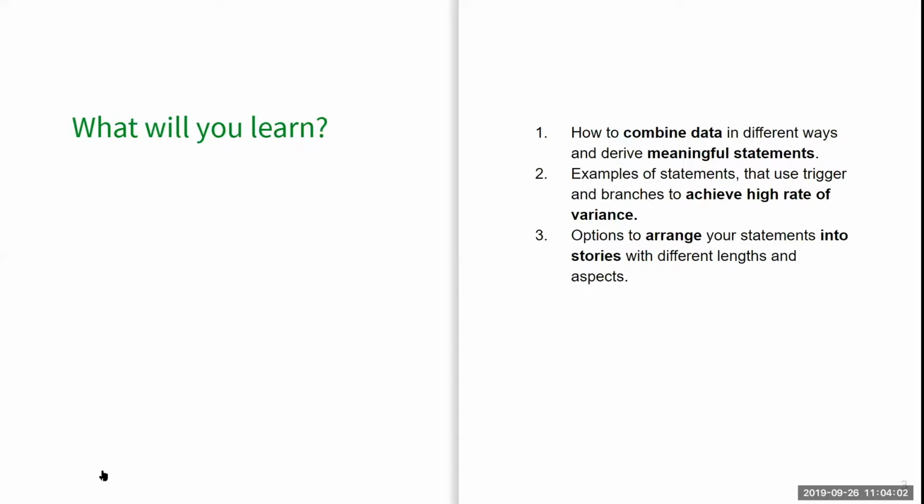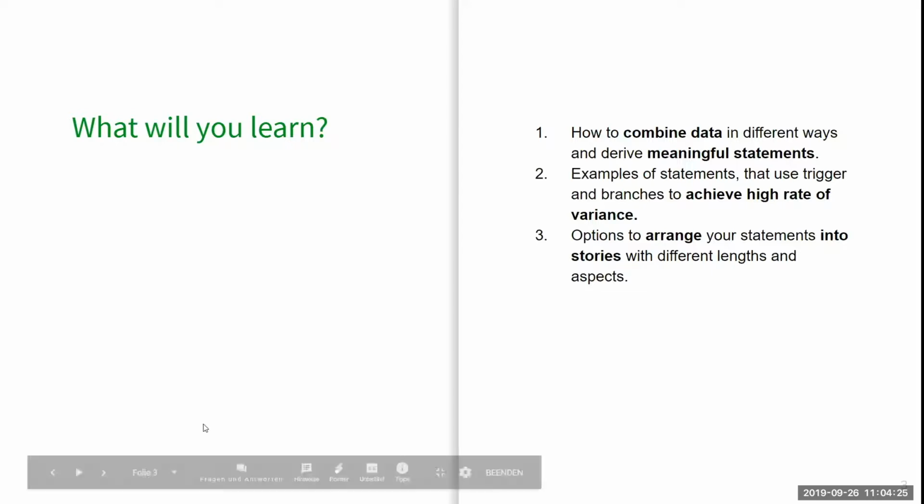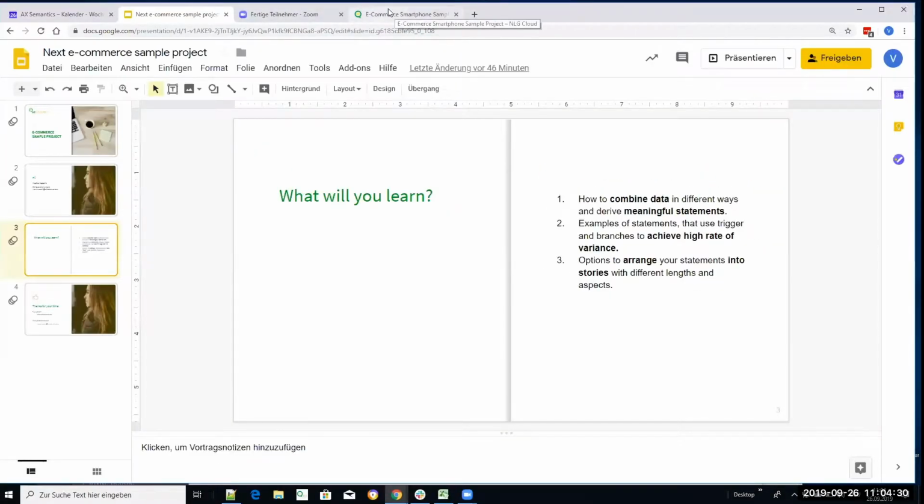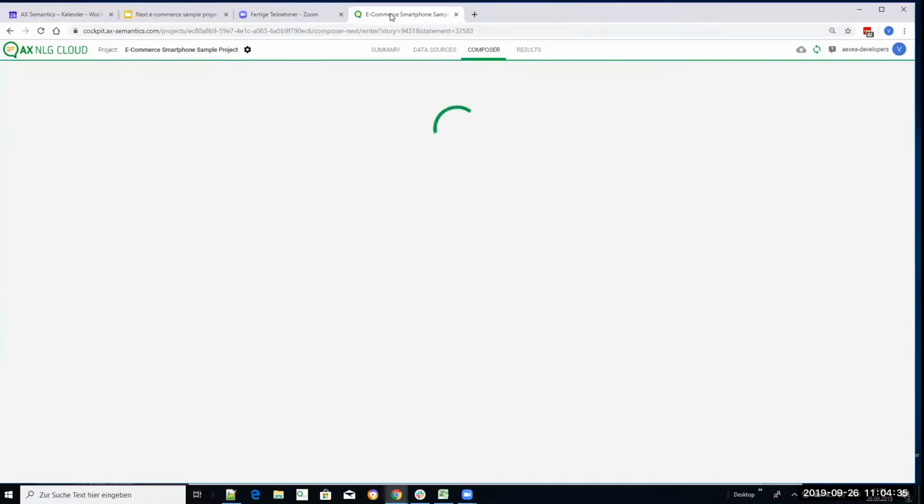So for you to see how we implemented it here, I will show you what we used to achieve high variance for the product descriptions. And we will also look at the different story types. So different stories, how you can arrange them to get different outputs, also with different formatting. So let me change to the project.